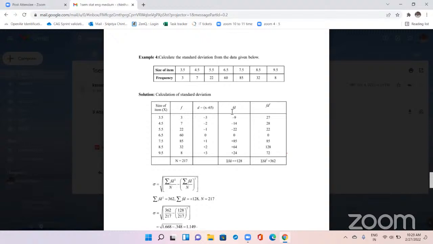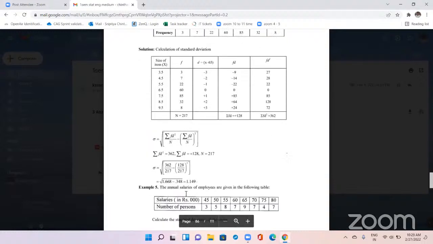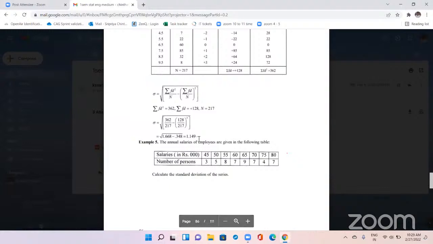Now coming to FD. Minus 3 into 3 is minus 9. Minus 2 into 7 is minus 14. Like this you can calculate the total values. FD square: F is 3, D is minus 3, so minus 3 square is 9, and 9 into 3 is 27. Minus 2 square is 4, 4 into 7 is 28. Like this you can calculate and sum it. The formula is sigma is equal to C under root of 1 by N sigma FD square minus sigma FD by N whole square. Substitute the values and simplify. You should get 1.149. That is the standard deviation by using assumed mean.